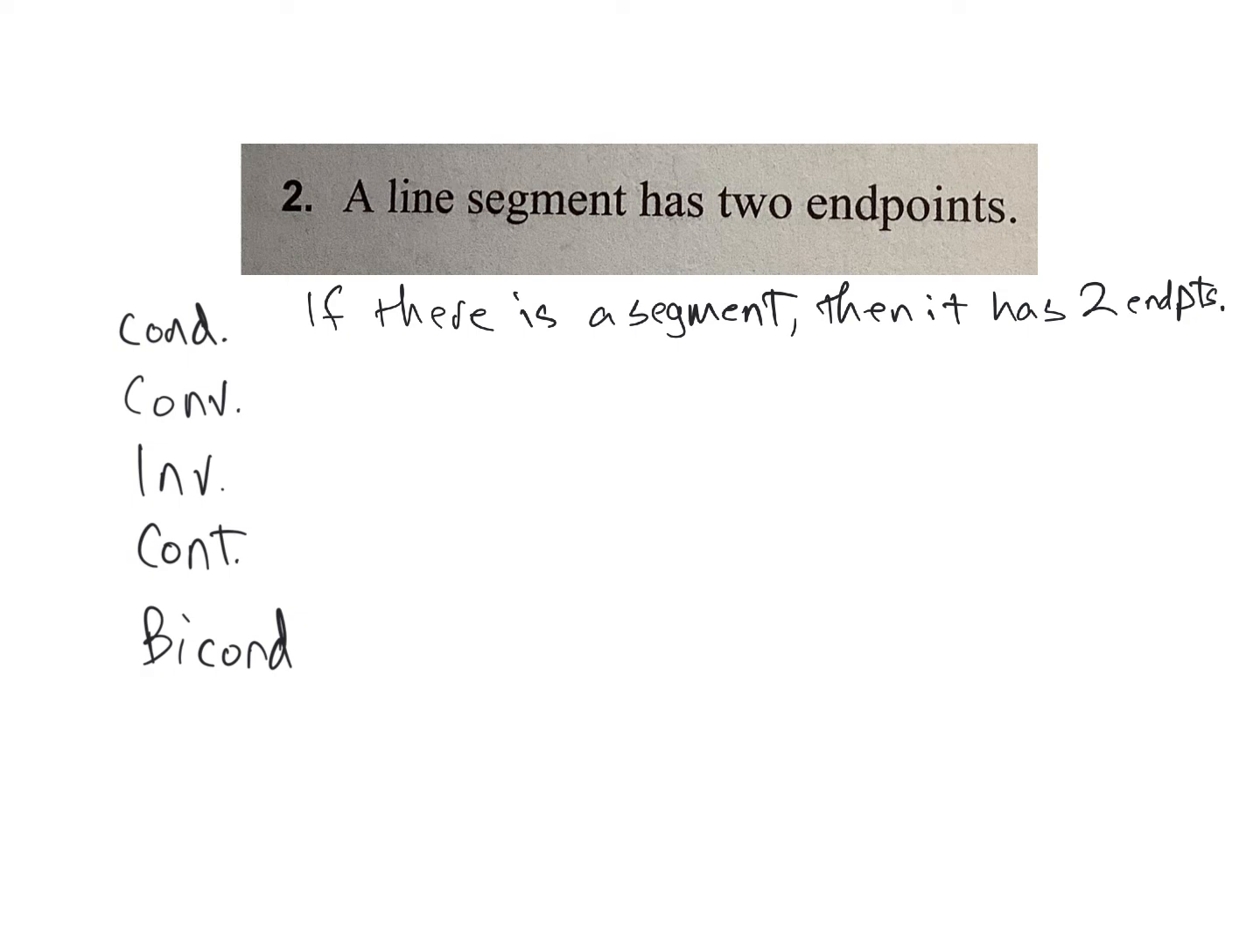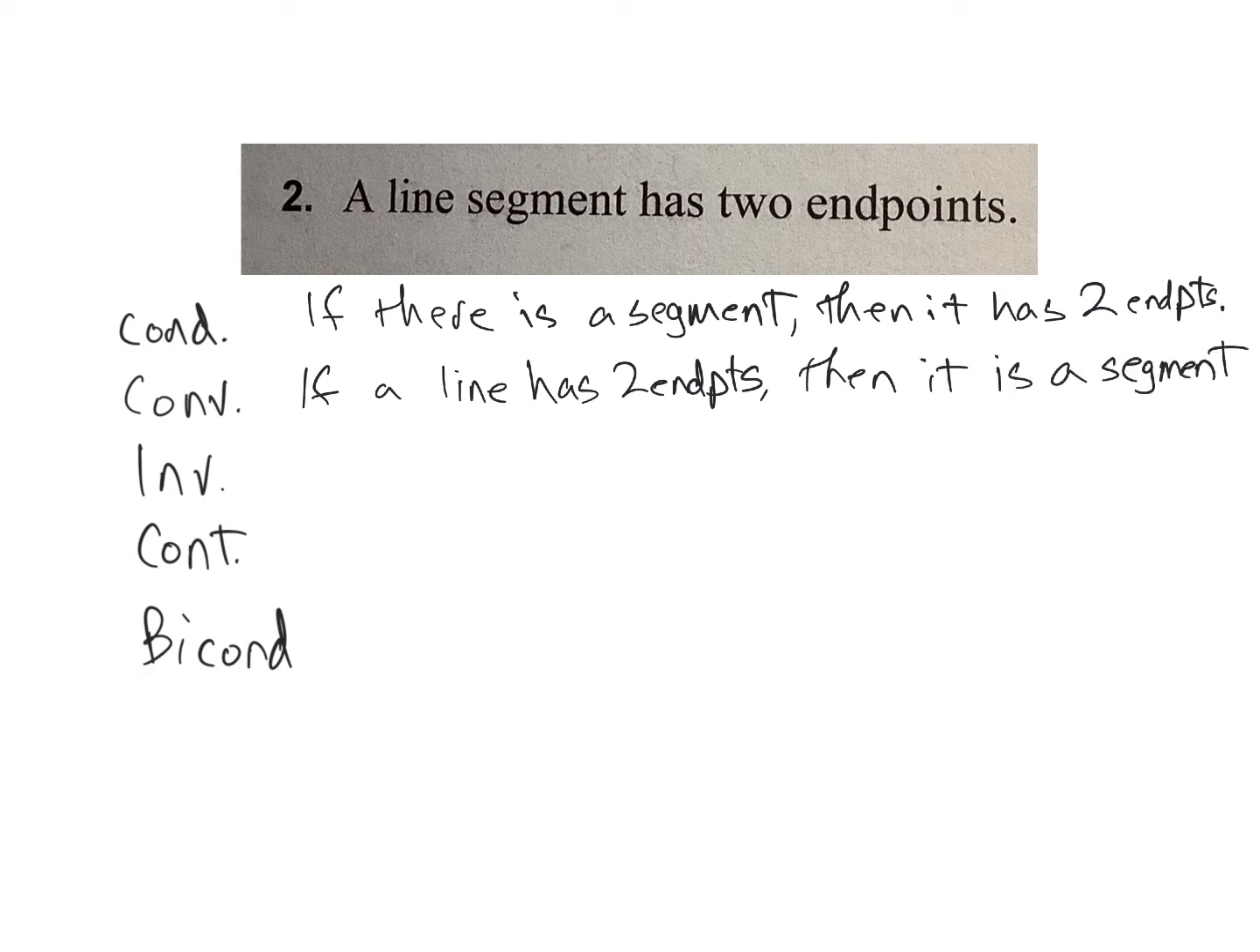Converse is switch it. If a line has 2 endpoints, then it is a segment. Then just rewrite both of those. They go together just like these 2 go together. But you negate those first 2. If they're already negated, then you make them positive.